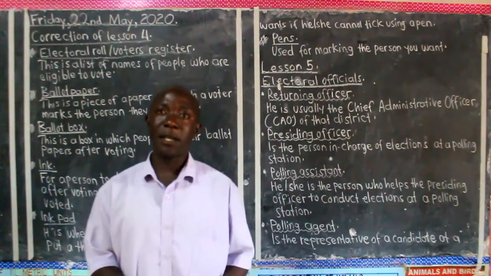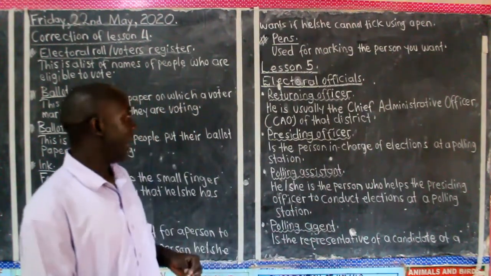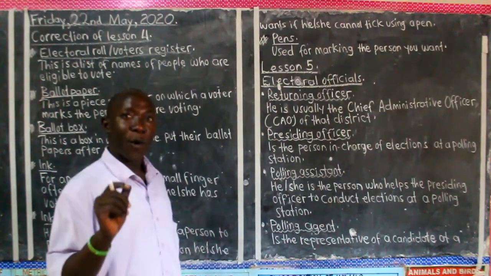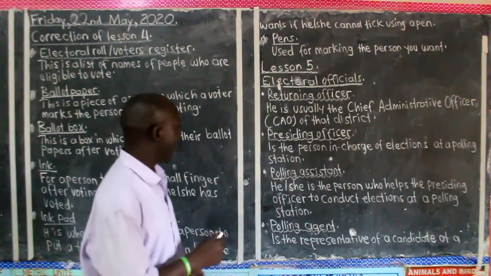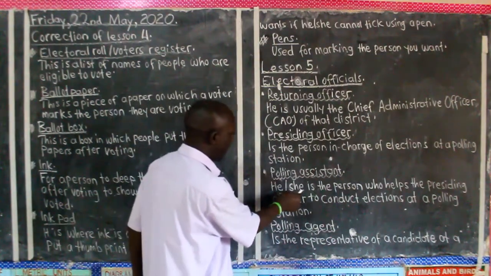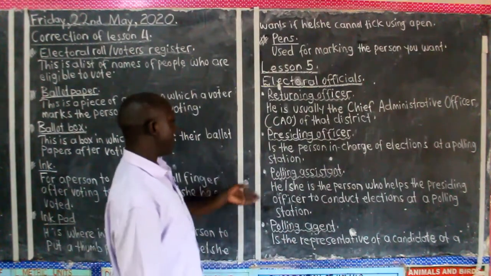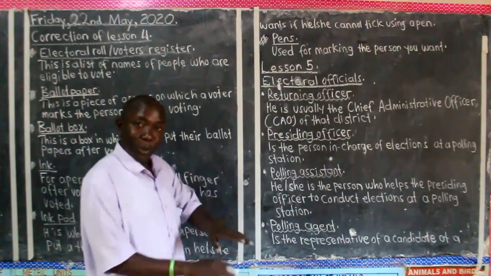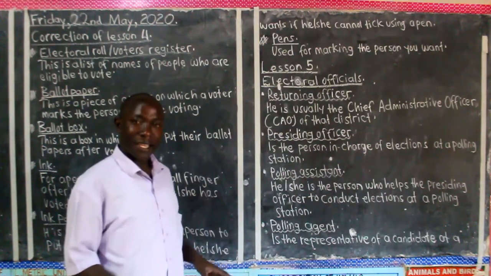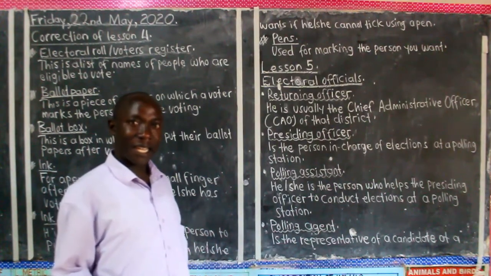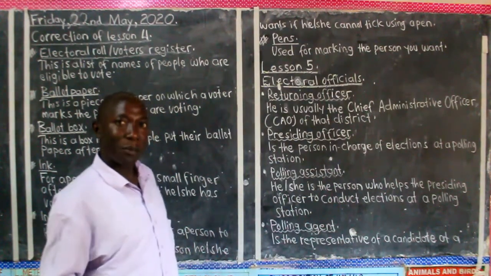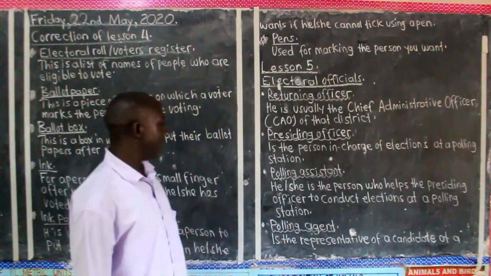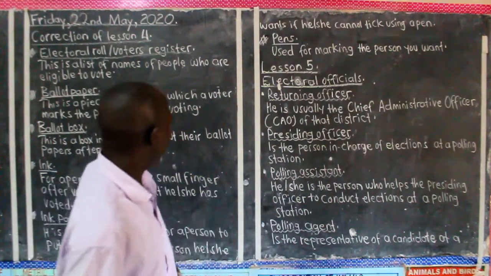Then he is also assisted by what we call polling assistants. They can be 2 or 3, it depends. But what you have to know, who is a polling assistant? A polling assistant, he or she is the person who helps the presiding officer to conduct the elections at a polling station. Those people who help the presiding officer, they are the ones we refer to as polling assistants. They can be 2, they can be 3, they can be even more than 2 or 3. Then there is what we call polling agent.